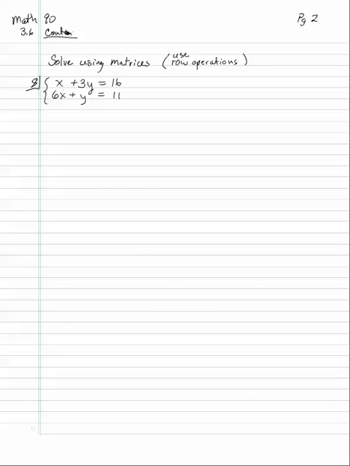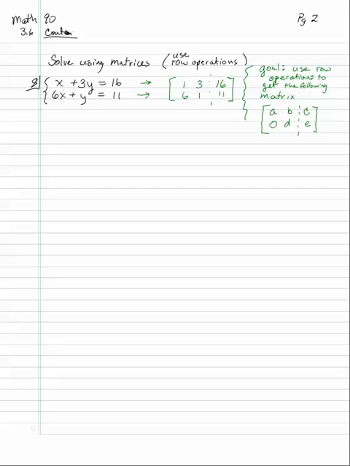Okay, so solve using matrices, and again we're going to use the row equivalent operations, and we say row operations for short. So first step is to write the matrix. So equation 1 becomes row 1: 1, 3, 16. And equation 2 is row 2: 6, 1, and 11. So what I like to tell my classes is that solving using matrices with row operations is basically just bookkeeping. It's the same elimination method that we want to do, and we're just kind of keeping track of all the numbers.